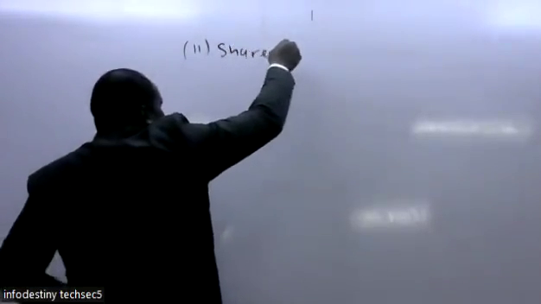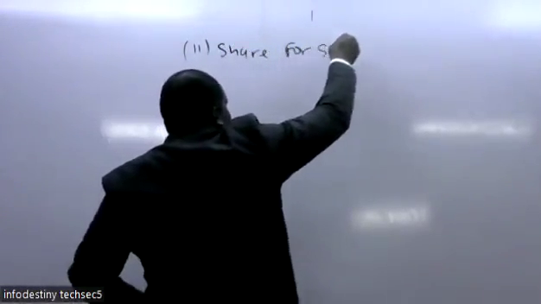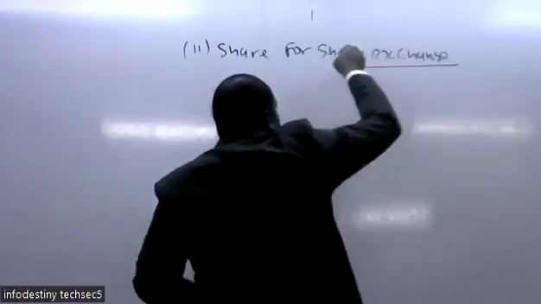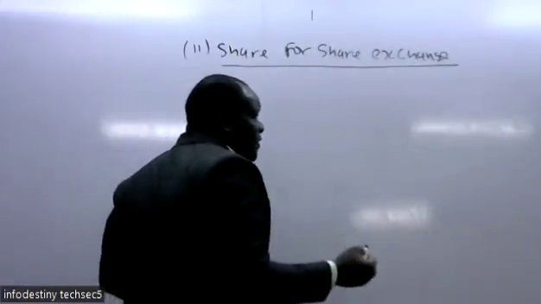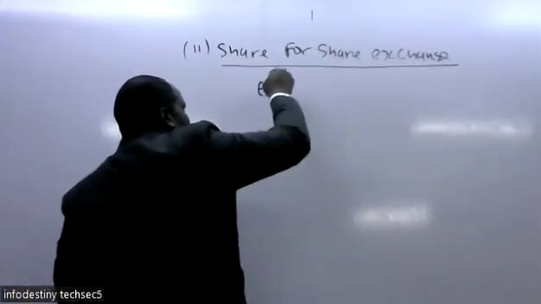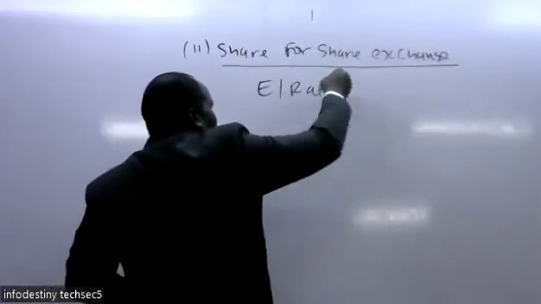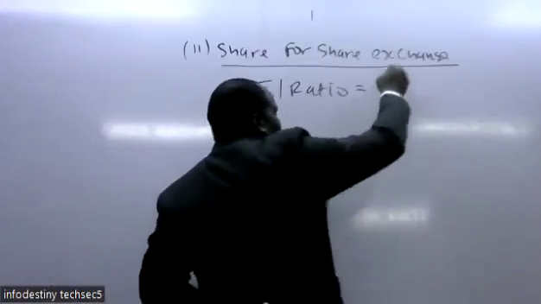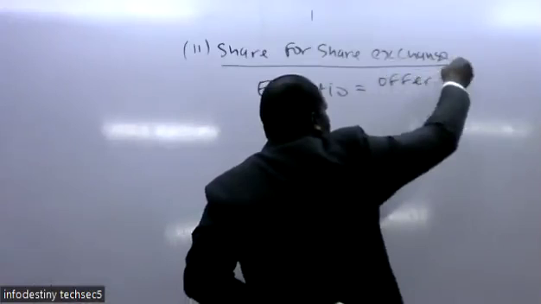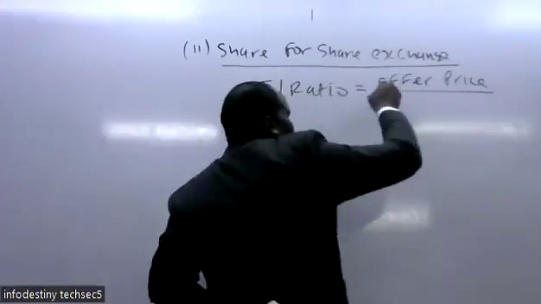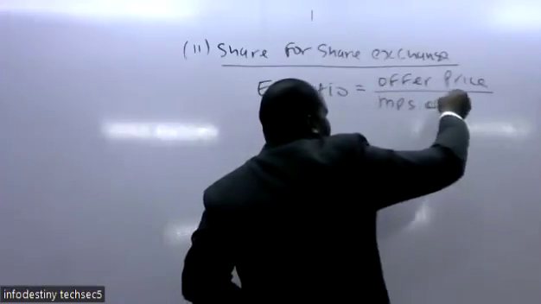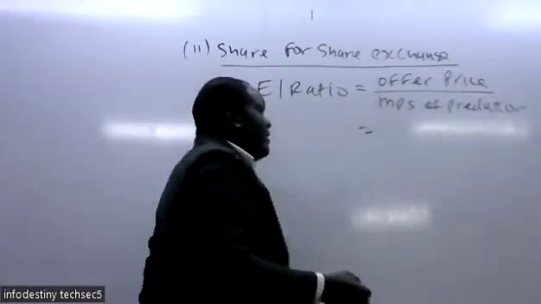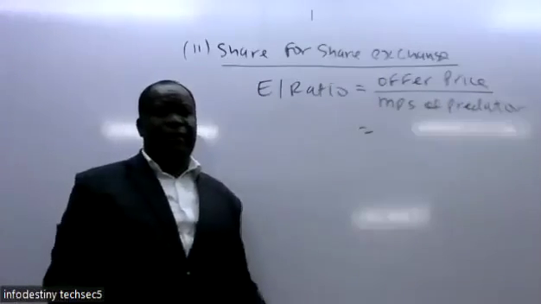Share for share exchange. When it is share for share exchange, first we compute the exchange ratio. We shall first come up with the exchange ratio, which is given by their offer price divided by the market price per share of the predator.